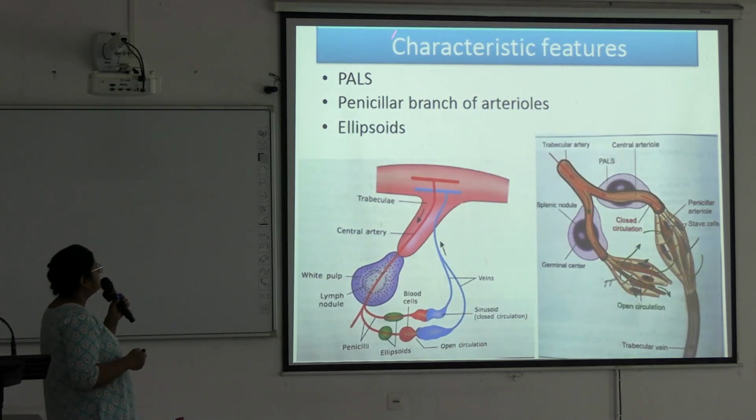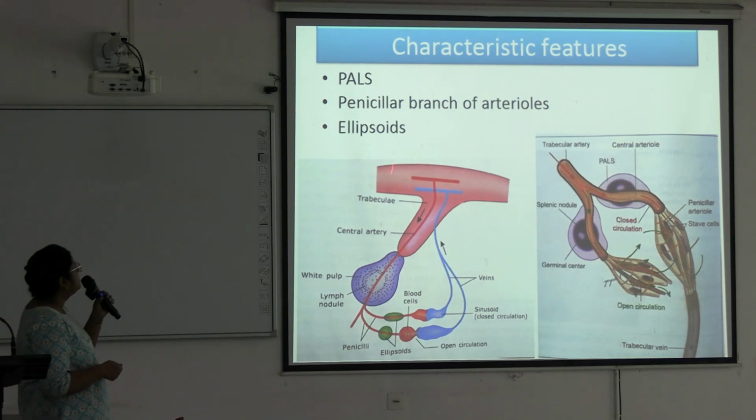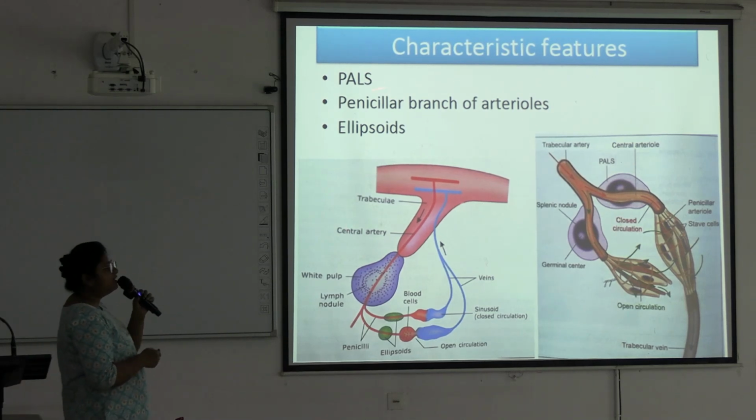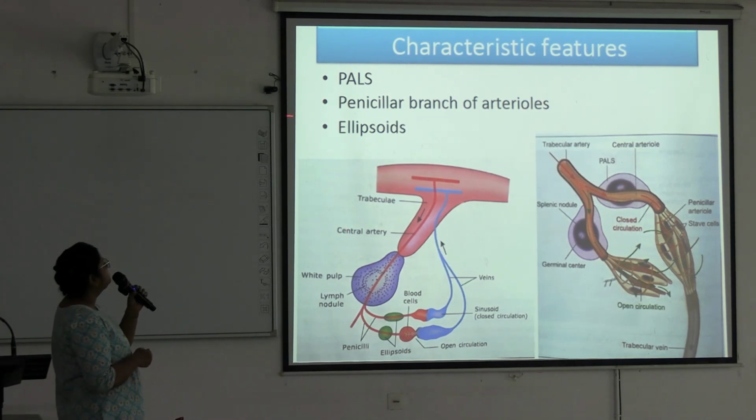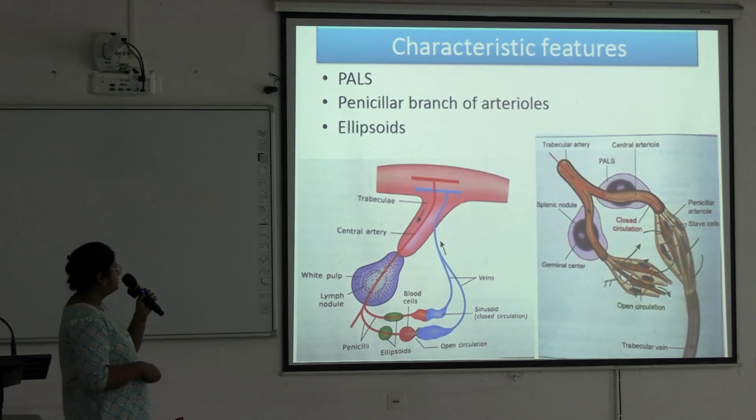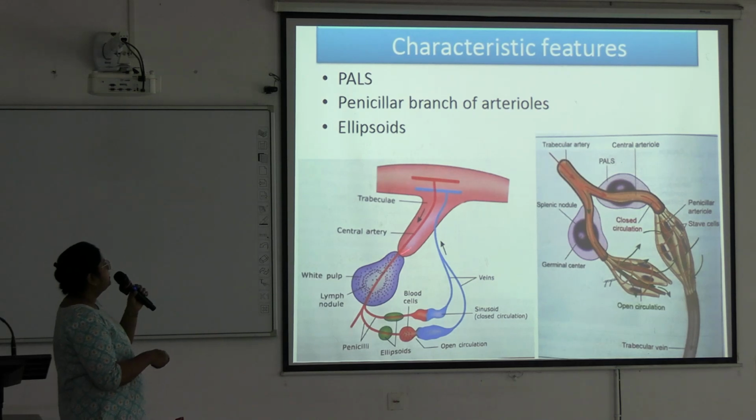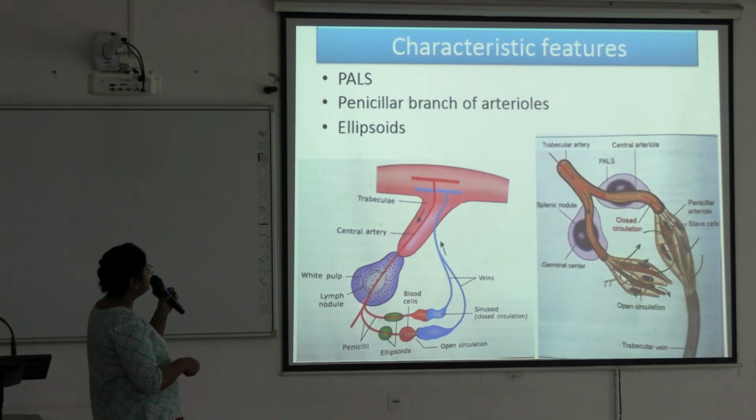So these are the characteristic features: periarteriolar lymphatic sheath, penicillar branches of arterioles, and ellipsoids. See here, these are the splenic arteries dividing into branches. From here, it is giving trabecular arteries. Trabecular arteries are giving the central artery.